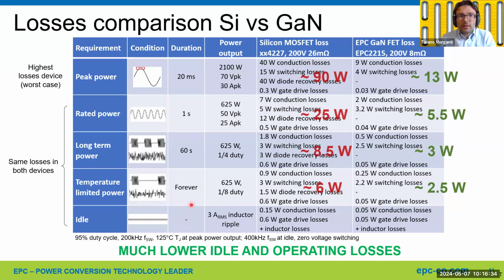Also, in terms of idle losses, the loss related to the gate drive for silicon is relevant. So we have about 0.8 watt of losses for the silicon MOSFET. This is excluding the losses in the inductor, which is the main part of the loss in idle. For the GaN FET, the loss is almost negligible. It's about 0.1 watt. So this is because of the much lower gate charge of the GaN FET.